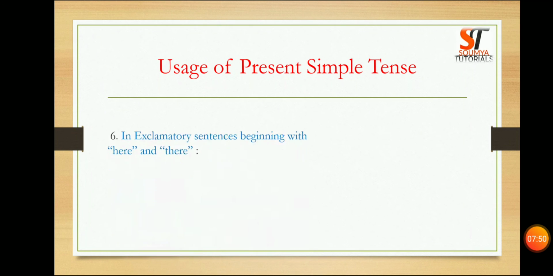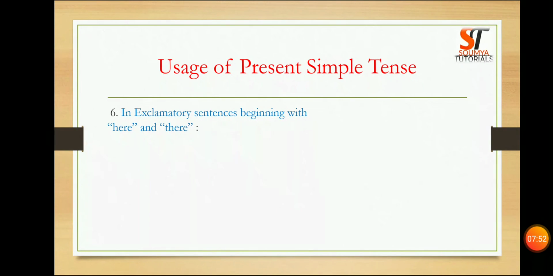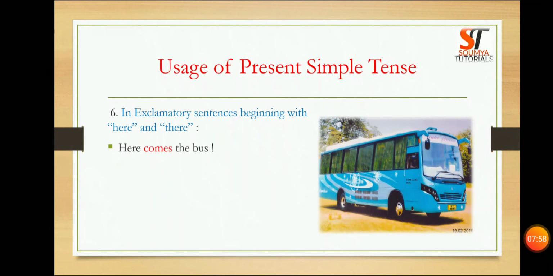Next, we use simple present tense in exclamatory sentence beginning with here and there. For example, here comes the bus. There goes the ball. Here we go. All these sentences begin with here or there, so we use simple present tense.